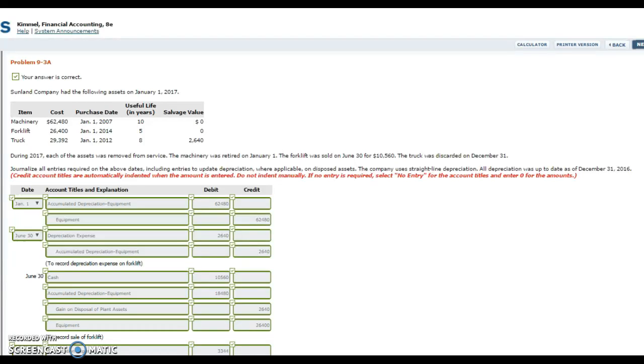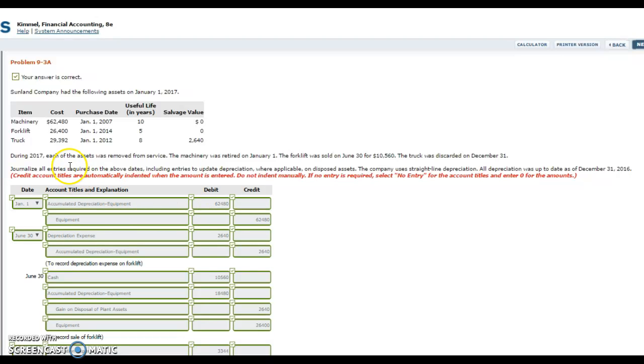Hello everybody and welcome to the Chapter 9 Problem 3A tutorial. Just going to tell you right off the bat, this top part gave me a little bit of problem because I wasn't sure what they were asking for, but I finally figured it out and it's actually very easy.